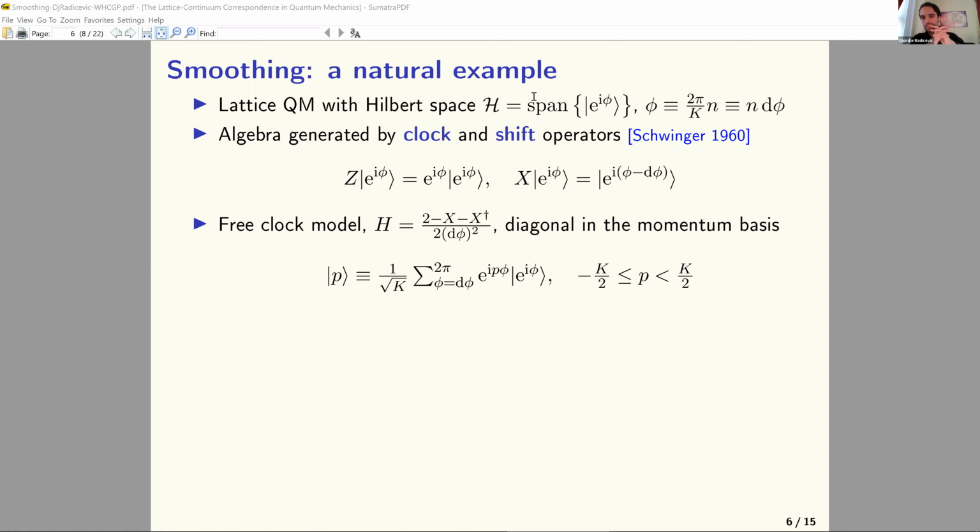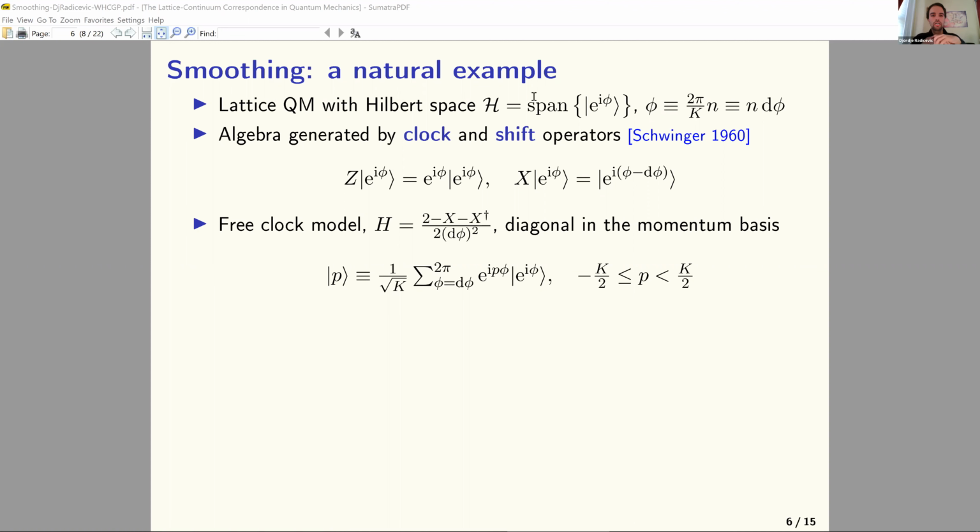Okay, so the first procedure I want to talk about is called smoothing. In one sentence, what I want to do is to start from a lattice theory and come up with an appropriately truncated lattice theory in which wave functions have to be smooth as functions of the target space position. But let me describe in more detail how this goes.